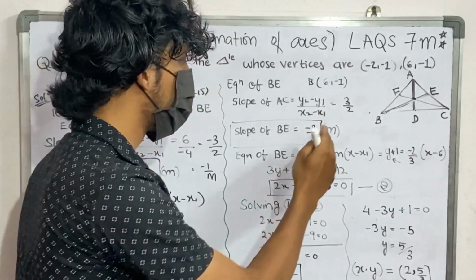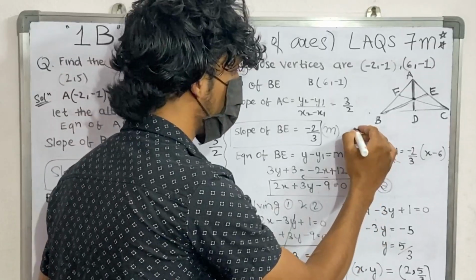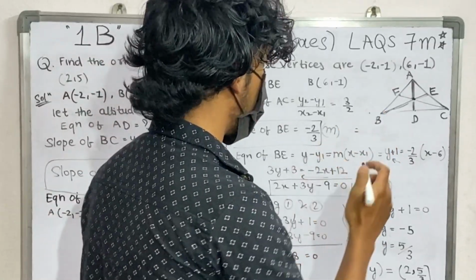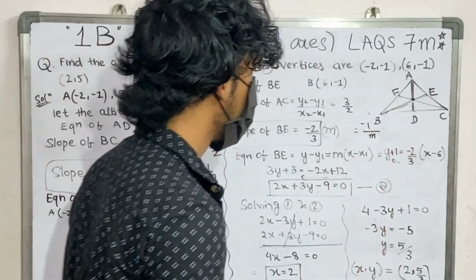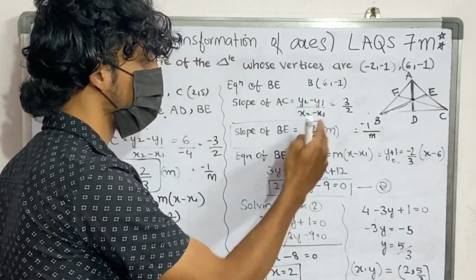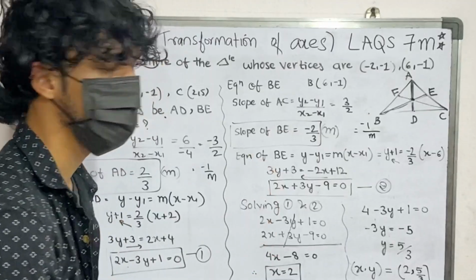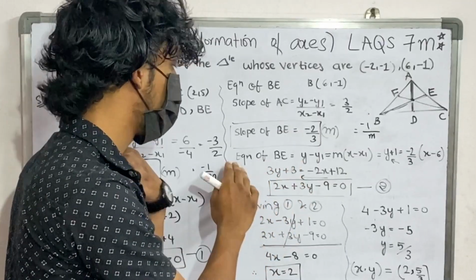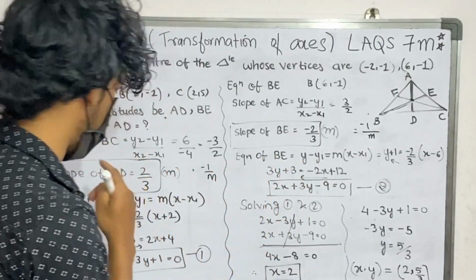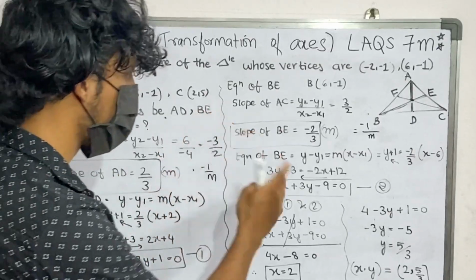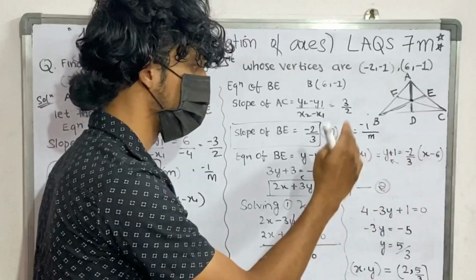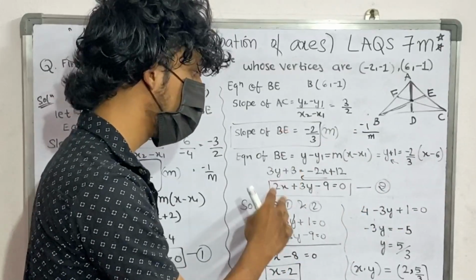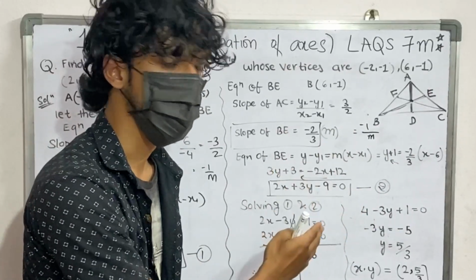So after getting 3 by 2, again we need to use the perpendicular formula. The perpendicular formula is minus 1 by m. So after minus 1 by m, we substitute the value of m, and it becomes minus 2 by 3. So again for the equation of BE, as we did for the equation of AD, we use the same formula of y minus y1 is equal to m times x minus x1. We substitute the value of m, and then we get the second equation.